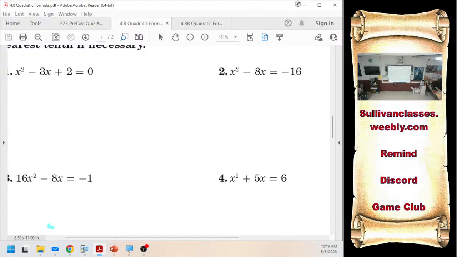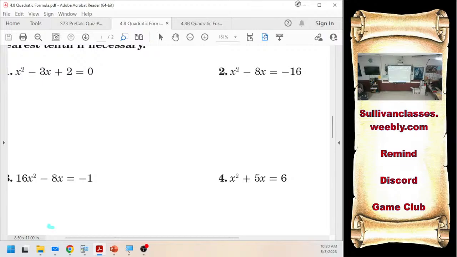And then for this one, I know you have to get this over here. How do I undo minus 16? Plus 16. Are any of these like terms? No. So it's just x squared minus 8x plus 16 equals 0. Then tell me what A, B, and C are. A is 1, B is -8, C is 16.